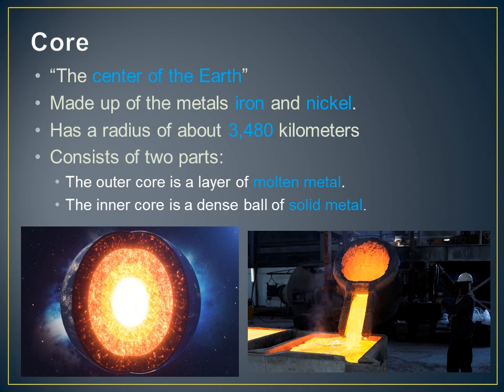And the core consists of two parts. The outer core, the outside core, is a layer of molten metal. Metal so hot that it is a liquid. The inner core, on the other hand, is a dense ball of solid metal. It's cooled enough that it has become hard once again. Again, just to emphasize, molten: liquefied by heat. So hot, it has become a liquid.